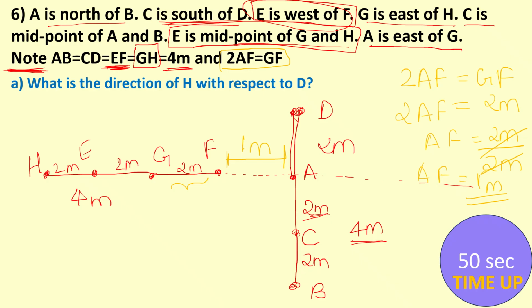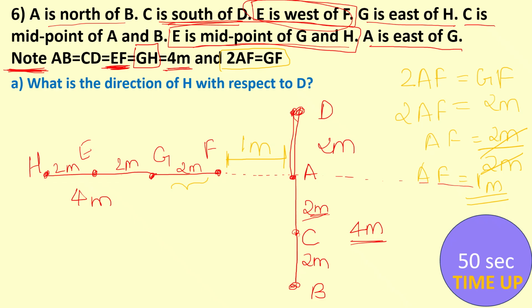So see how was the question. How difficult is the question? Don't worry. Get the connecting points, draw the diagram. One equation type they have given, 2AF is equal to GF. Fine. We have GF as 2 meter. We'll get AF, correct? No need to worry.